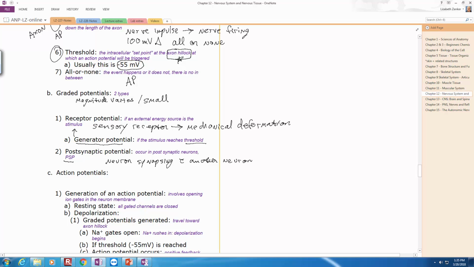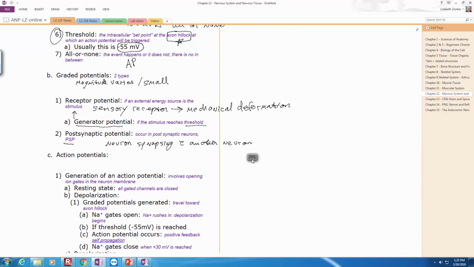Action potential. So for an action potential, the magnitude is always the same. These are the all or nothing event, right? So this doesn't vary like a graded potential. An action potential's magnitude is always the same.